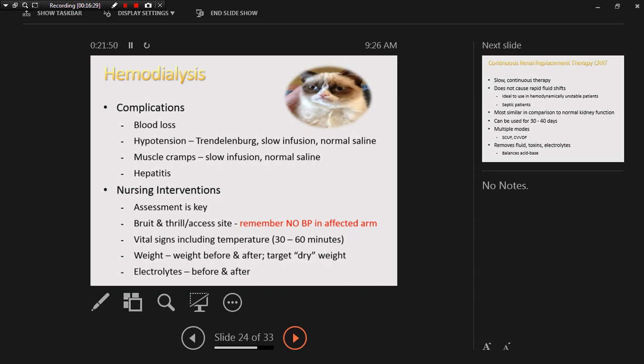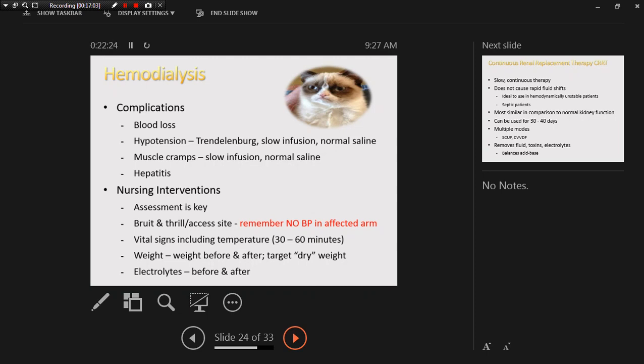So slow the infusion. In some cases, which seems contraindicated, we might actually give them saline back. We might give them a bolus of saline or albumin. So definitely seems not correct when we're trying to take fluid off, but we want to make sure their pressure's up. And we might put them in the Trendelenburg position, so put their bed flat for a little bit, put their legs up. Muscle cramps, definitely could be related to the hypotension.